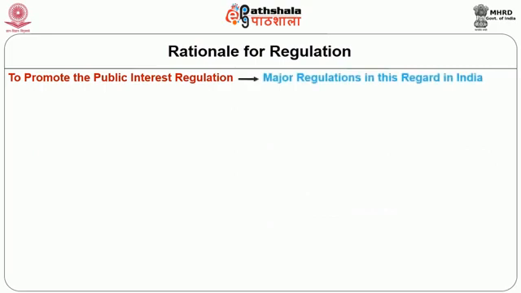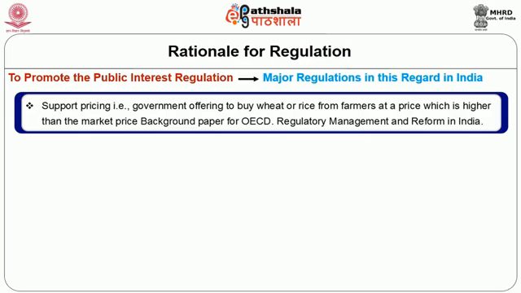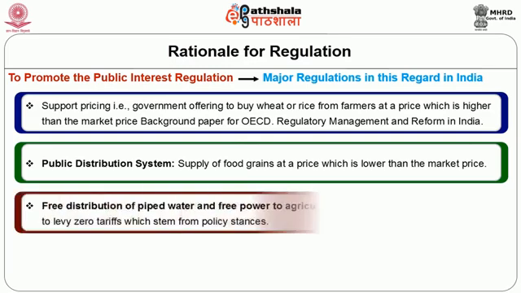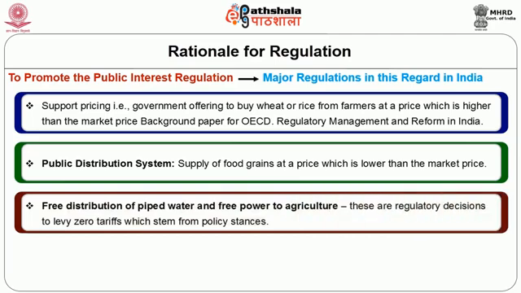Some major regulations in this regard in India are: Number 1, support pricing, that is, government offering to buy wheat or rice from farmers at a price which is higher than the market price. Next is the public distribution system, supply of food grains at a price which is lower than the market price. Next is free distribution of piped water and free power to agriculture. These are regulatory decisions to levy zero tariffs which stem from policy stances.